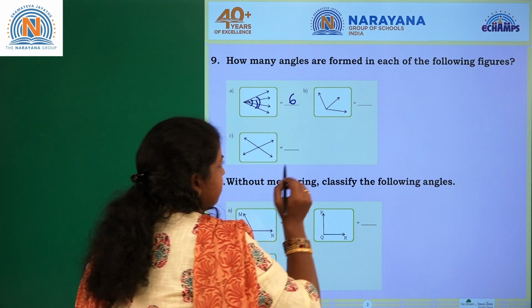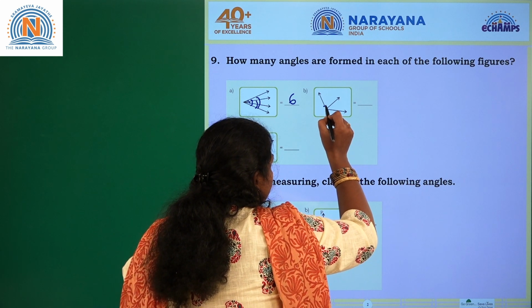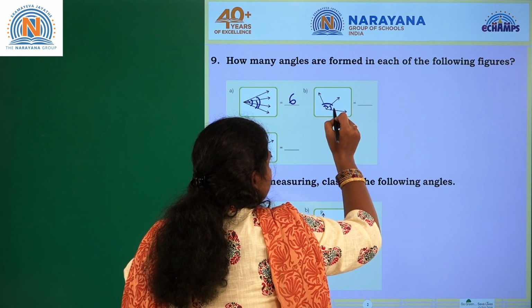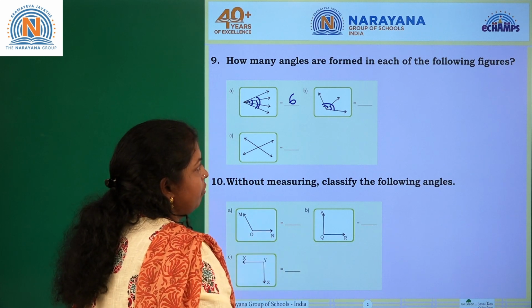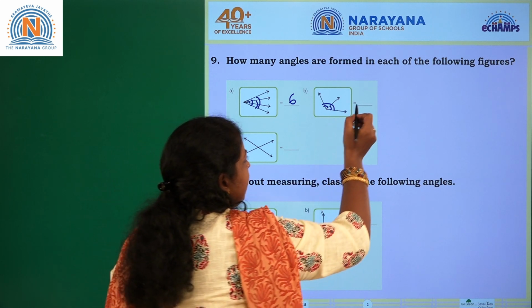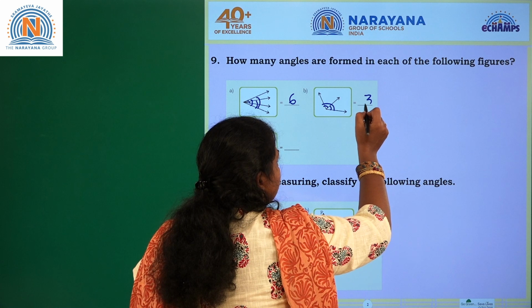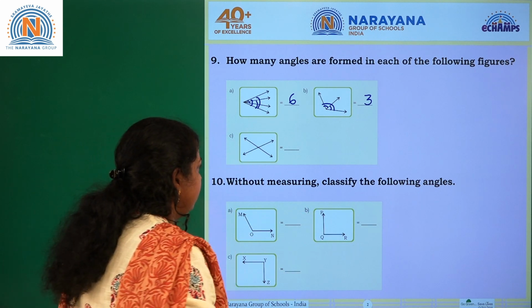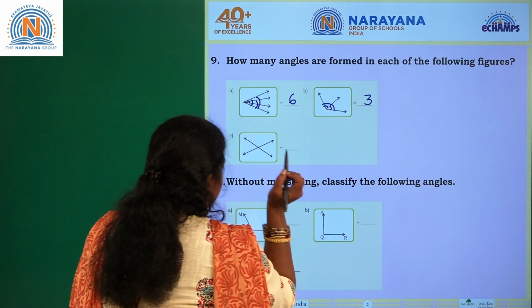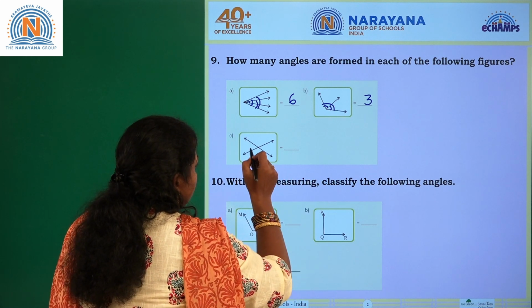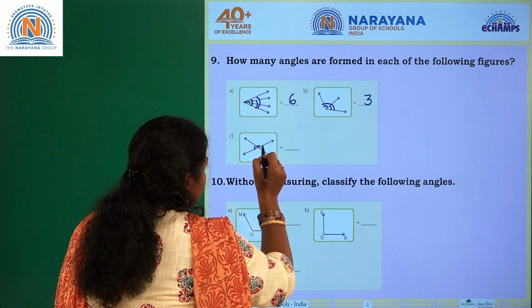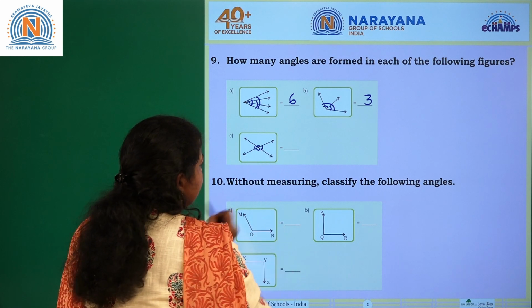And if you observe this picture, here one angle can be formed here and one more here, and I can form one more like this. So, how many angles here? It is 3. Okay, right. And here in this picture, these are two intersecting lines. Between two lines you can form one angle, so they will become 4, right?